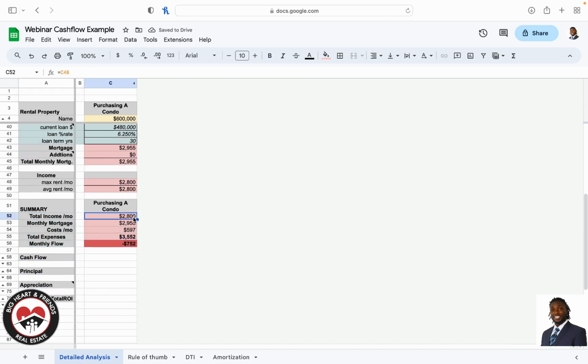So in total, you had $2,800 of rental income, $2,955 in mortgage plus $597 of excess fees per month. So your total expenses are $3,552. So you're actually negative $752. So your cash flow at that point would actually be negative 6% based on cash on cash.